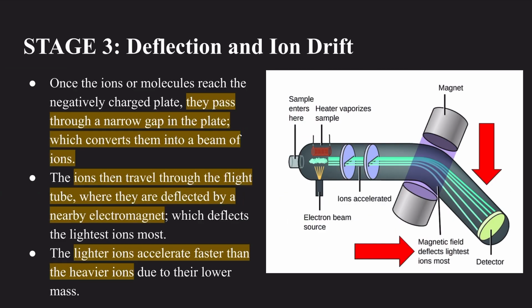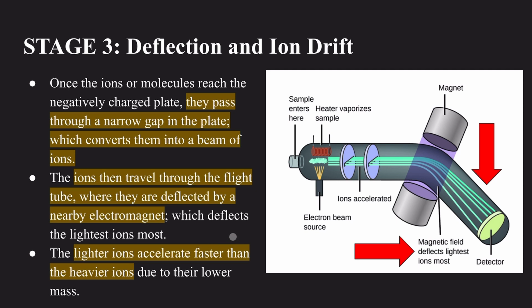So the next stage involves deflection and ion drift. Once the ions or molecules reach the negatively charged plate, they pass through a narrow gap in the plate, and this converts them into a narrow beam of ions. The ions then travel through the flight tube where they are deflected by a nearby electromagnet, which deflects the lightest ions most. So they pass through this slit in the negatively charged plate, and they are converted into a beam of ions, and they pass through this portion of the mass spectrometer here, and this is called the flight tube. And here they're also deflected by a nearby electromagnet, and this deflects the lightest ions most.